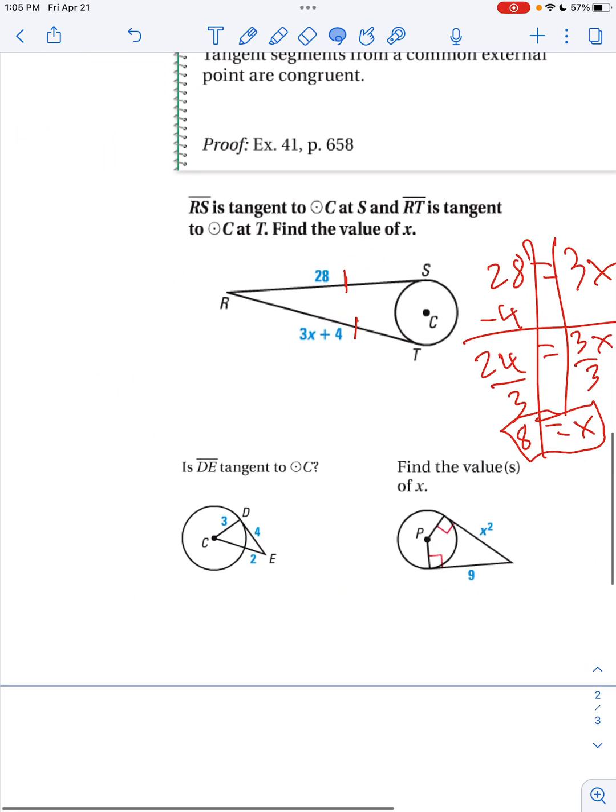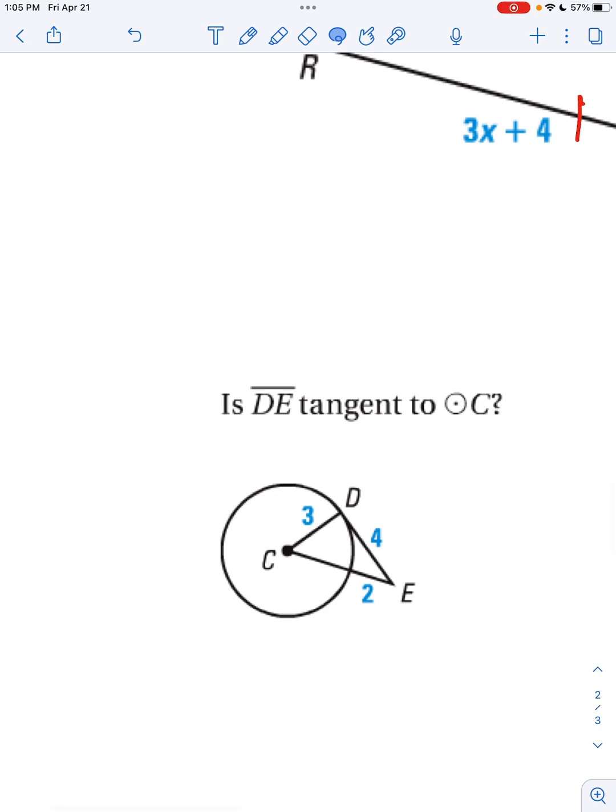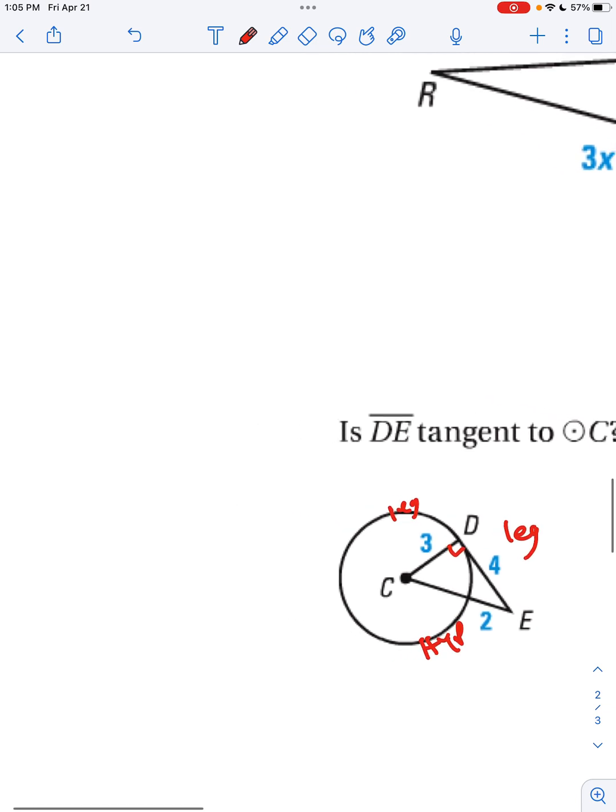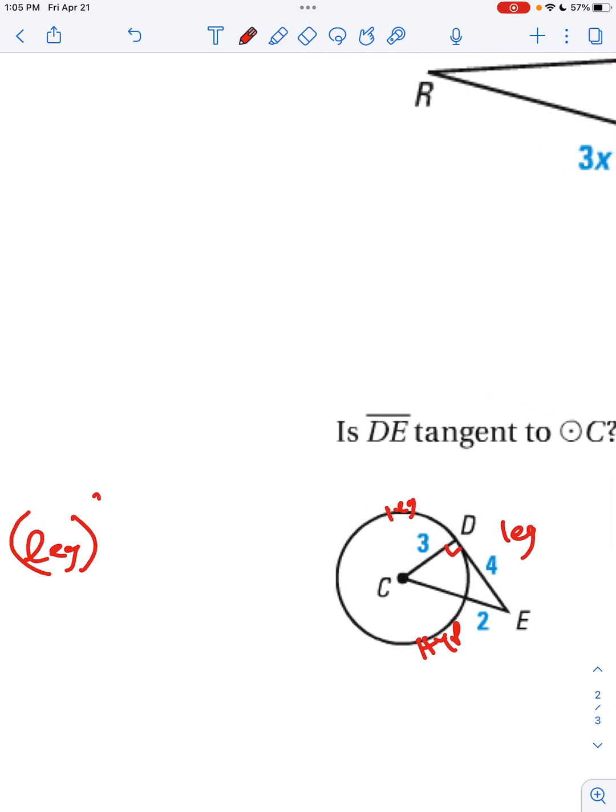More examples. Is DE tangent to circle C? Again, if it's tangent, then this has to be a right angle. If it is, then I can set up Pythagorean's theorem. So over here is my hypotenuse. This is my leg. This is my leg. And I set it up as leg squared plus leg squared equals hypotenuse squared. And one leg is 3 and one leg is 4.